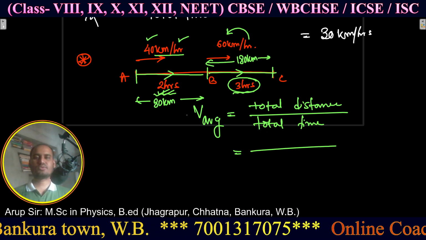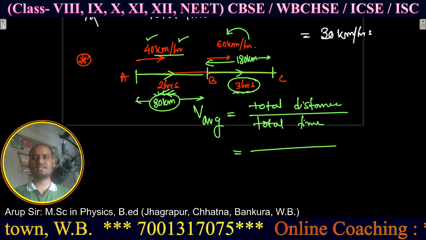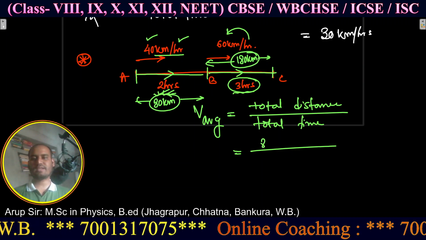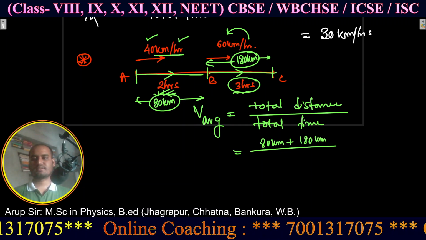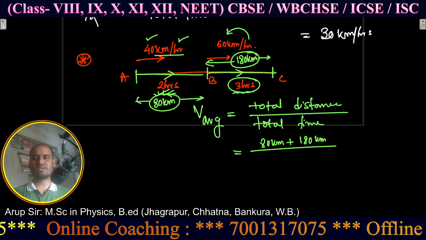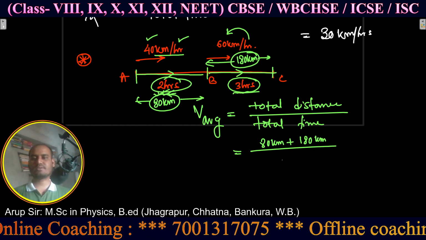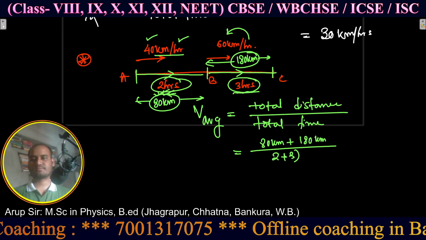So what is the total distance? Total distance means 80 kilometers and 180 kilometers. What is total time? Total time means these 2 hours and 3 hours, so 2 plus 3 hours.